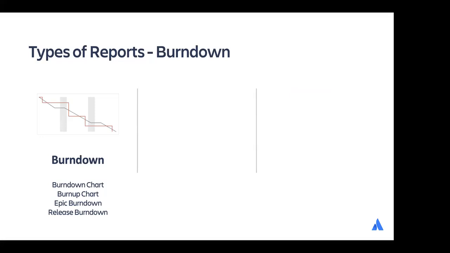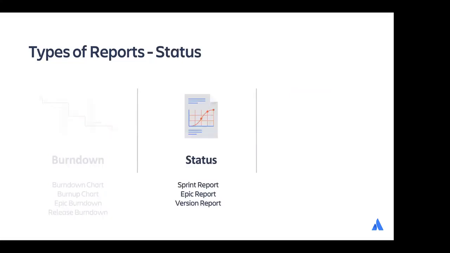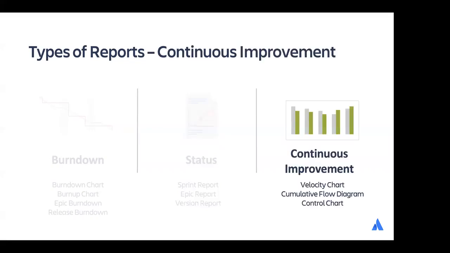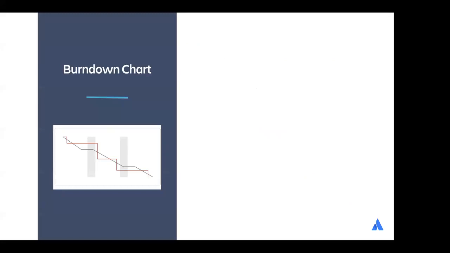So Burndown type of reports show the present state, which is the Burndown chart, Burnup chart, epic Burndown, and release Burndown. And then there are status types of reports, which show you the past, and that includes the sprint report, epic report, and version report. And finally, continuous improvement, which helps to improve the future, and that includes the velocity chart, cumulative flow diagram, and control chart. These last two are generally associated with, and the only two available in, Kanban boards, and they're most useful in a Kanban board context. So we'll really only discuss those first 8 Scrum-only reports now.